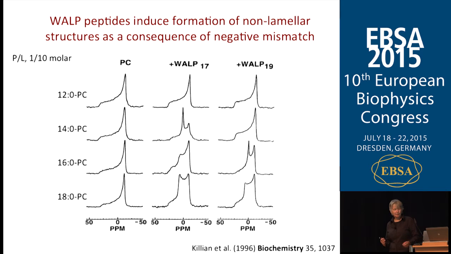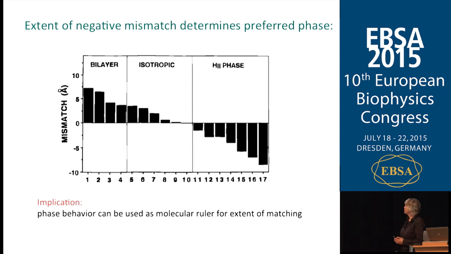Now we did this not only for these, but many other peptide-lipid mixtures. And these are just all the type of samples we took. So we calculated the mismatch just from the length of the peptides between the tryptophans and the distance of the bilayer between the carbonyls. And then if there's a positive mismatch, then we found a bilayer spectrum. An isotropic phase was occurring at a quite sharp boundary, and here again at a quite sharp boundary we found the hexagonal phase. Now the reason why this is so interesting is because of the implication. Because it means that this phase behavior of the lipids can be used as a ruler, a molecular ruler for the extent of matching, and so for the effective length of peptides.